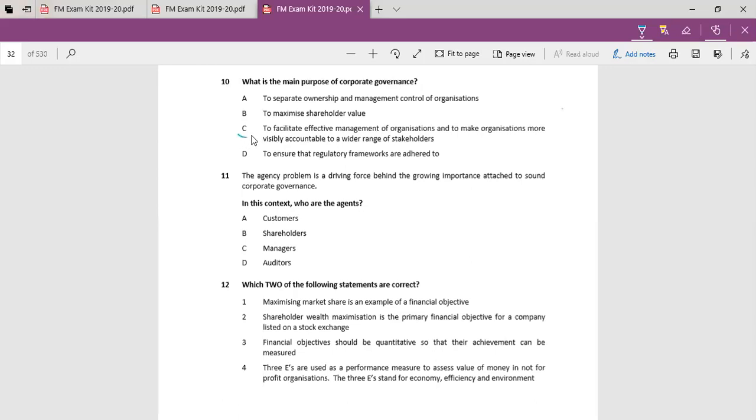The agency problem is... this is the last question we'll take up, and then we'll end the class here. The agency problem is a driving force behind the growing importance attached to sound corporate governance. In this context, who are the agents? Manager.